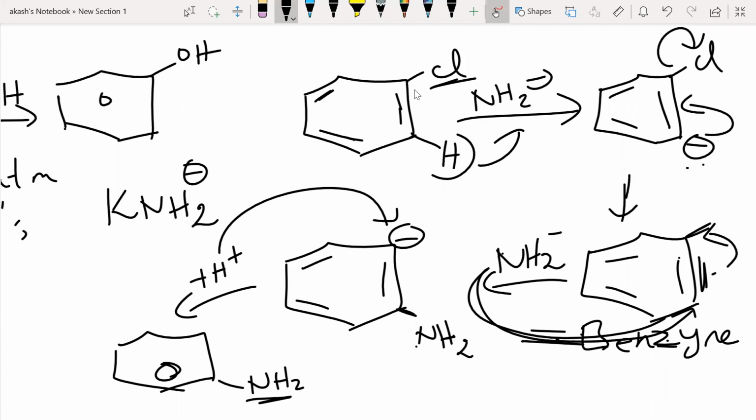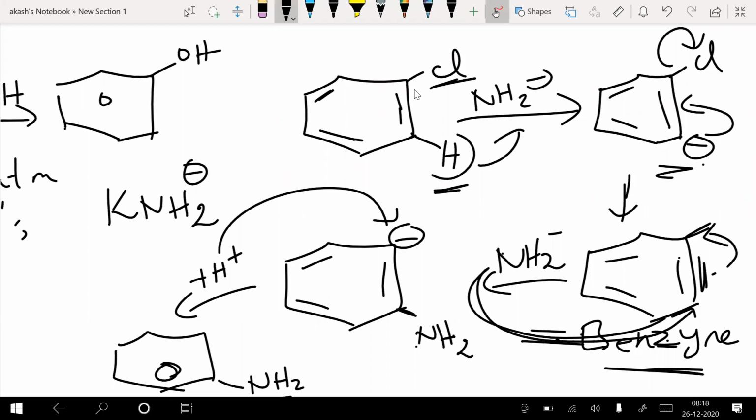So it's pretty simple, guys. First, the H plus is removed, forms a negative charge, and then makes the triple bond, forms the benzyne, removes the Cl minus, and then the nucleophile attacks. When the nucleophile attacks, the bond breaks, makes a negative charge, and you add the H plus. The nucleophilic substitution reaction is done. Now this is what is called the benzyne mechanism.